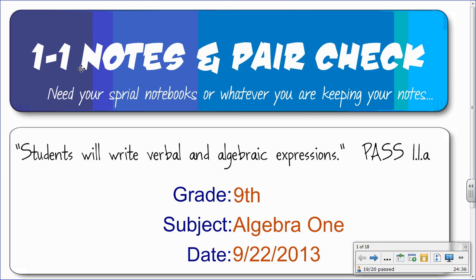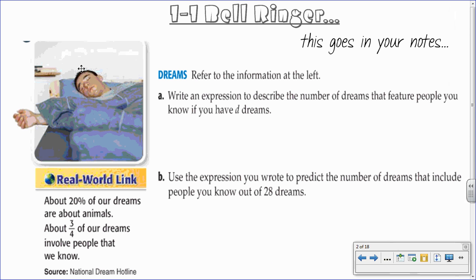Okay, raise your hand if you need more time with that. Okay. Write down 1-1 bell ringer. Now you're going to need your textbook. Open up to page 5 in your textbook.